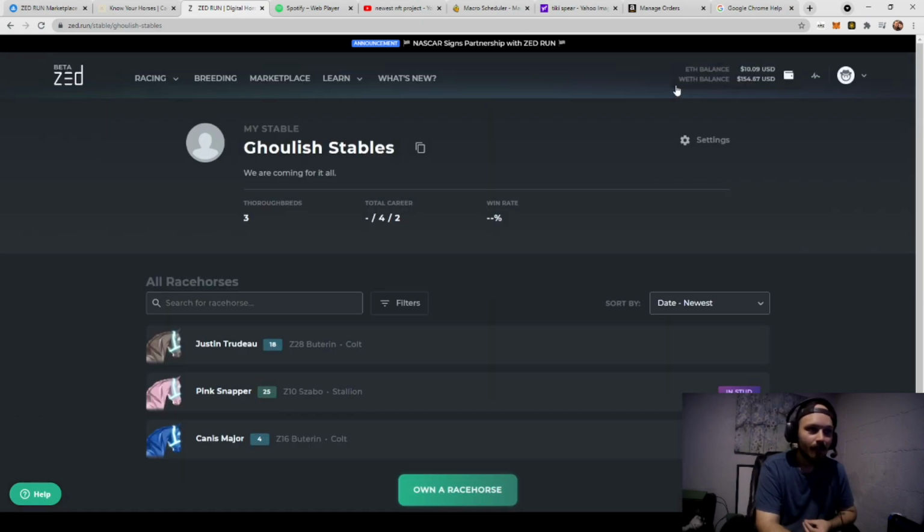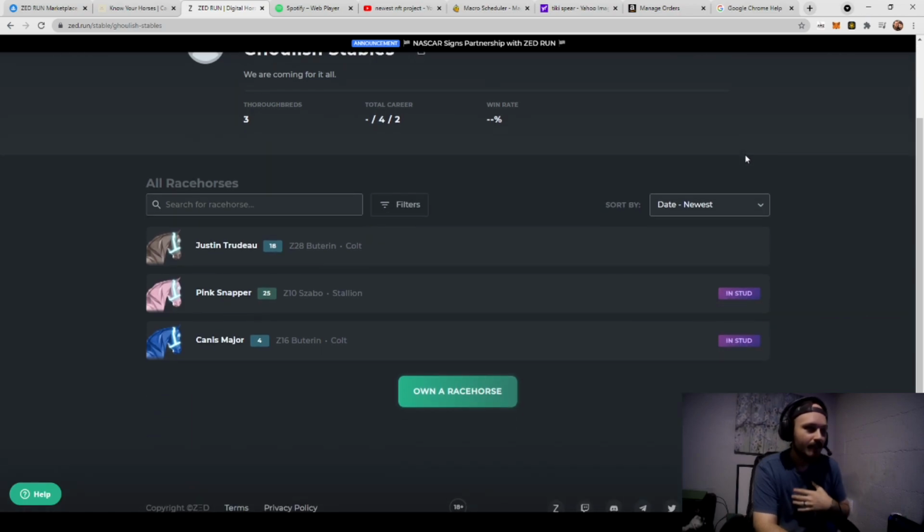Now I also have wrapped ETH. Now this 154 USD has come purely from stud fees and flipping. So I would say that already I've been in this game for about a month. I have doubled, if not time and a half, the value of my portfolio using these methods that I've just laid out. So if you know of any other ways that you can profit on Zed Run, definitely leave a comment down below.